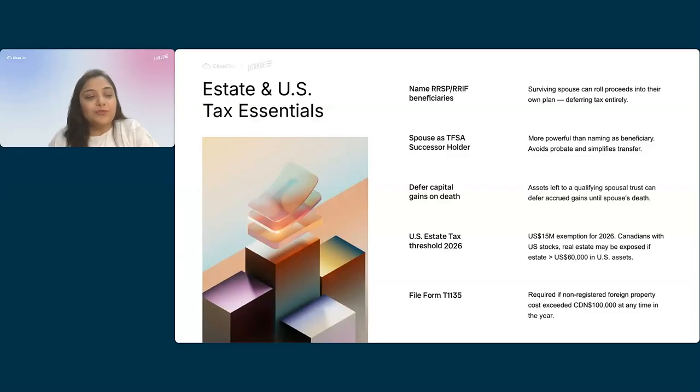And the last one, I think most of you must be aware of it, which is file form 1135. So, briefly talking about it, it's a foreign reporting. If the total cost of your non registered foreign property exceeds 100,000 Canadian dollars at any point during the year, you are required to file this form along with your personal tax return. And this includes foreign stocks, ETFs, maybe real estate held outside Canada in the nature of rental property. And CRA takes this form very seriously, and penalties for not filing can be quite high. So it's kind of important that you don't miss it out while filing your personal tax returns.